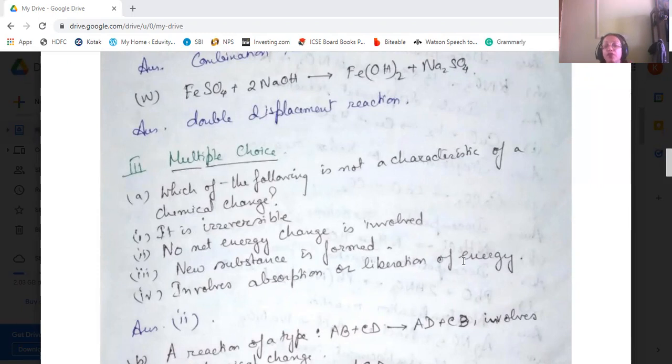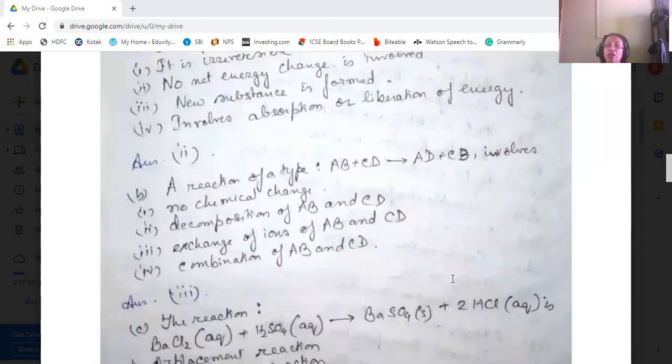Then a reaction of the type AB plus CD will give us AD plus CB. So what type of reaction is this? The options are: no chemical change, decomposition of AB and CD, exchange of ions of AB and CD, combination of AB and CD.